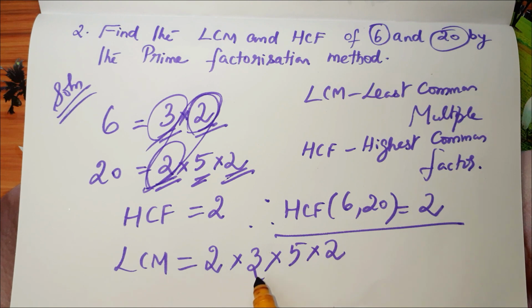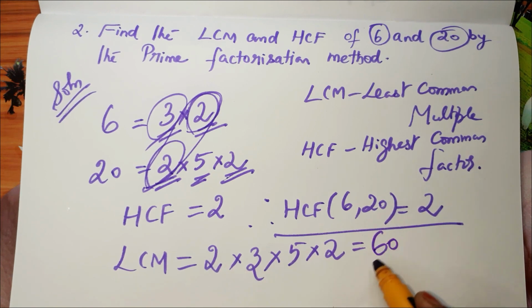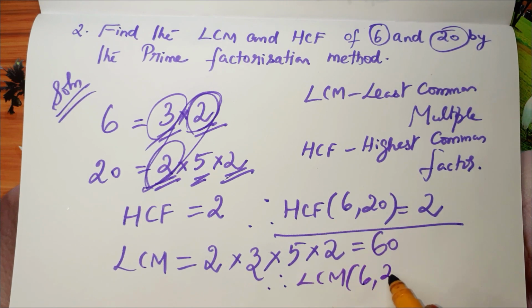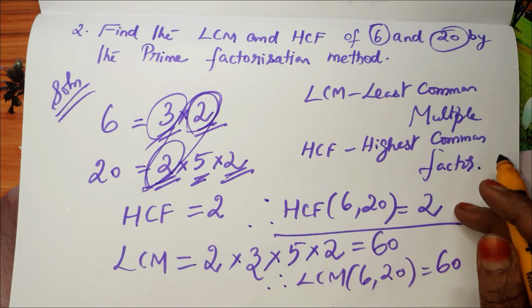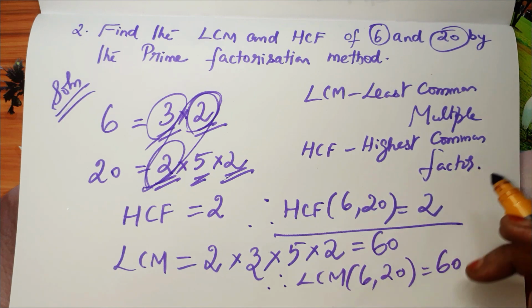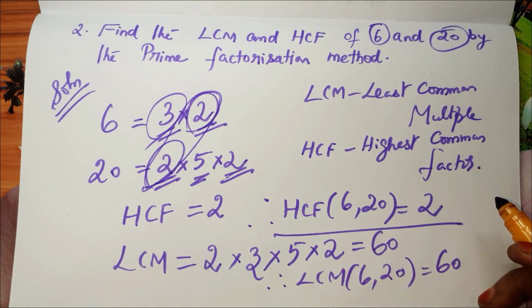So 2 into 3 into 5 into 2, which is equal to: 5 2s are 10, 10 3s are 30, 30 into 2, 60. Therefore, LCM of 6, 20 is equal to 60. So HCF is equal to 2 and LCM is equal to 60.